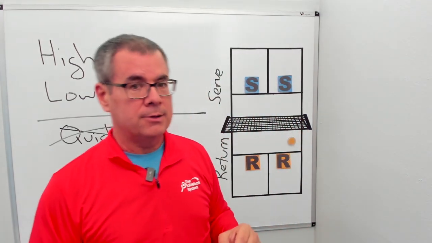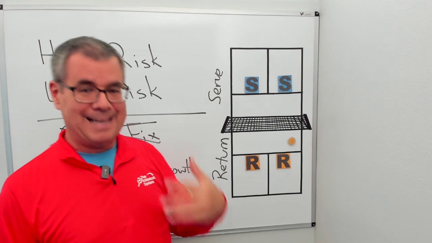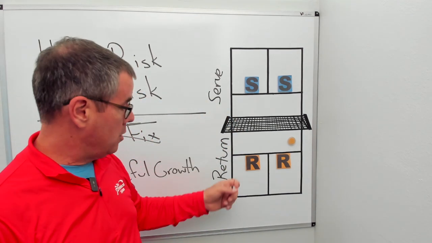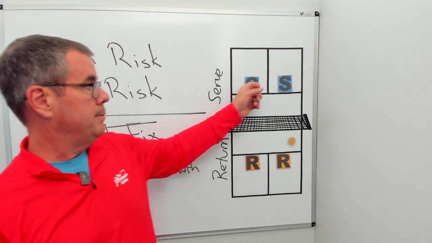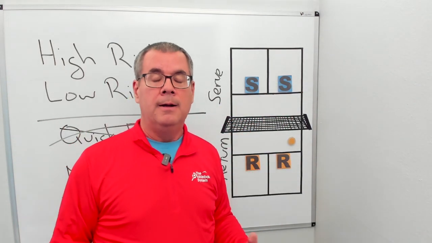But what you need to understand for purposes of this video is that there is a difference in the risk that you accept, right? And the risk that you're willing to take, whether you're on the serve team or on the return team. So here the serve team is the team in blue with the S's and the return team is the team in yellow with the R's.